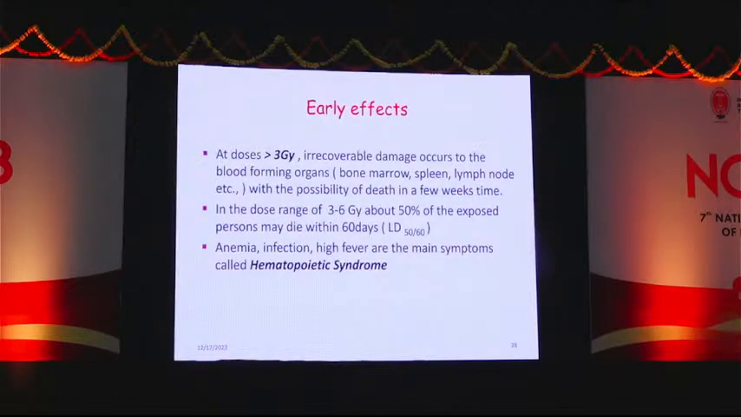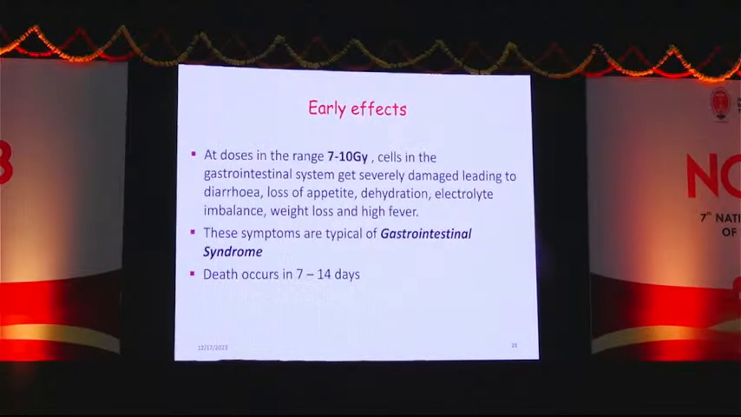At doses above about 3 gray, irreparable damage occurs to the blood forming organs with possibility of death in a few weeks' time. In the dose range of 3 to 6 gray, about 50 to 60% of the exposed persons may die within 60 days, with anemia, infection, and high fever as the main symptoms. In a dose range of 7 to 10 gray, cells in the gastrointestinal system get severely damaged, leading to diarrhea, loss of appetite, dehydration, electrolytic imbalance, weight loss, and high fever. These symptoms are typical of gastrointestinal syndrome. Death occurs in 7 to 14 days.